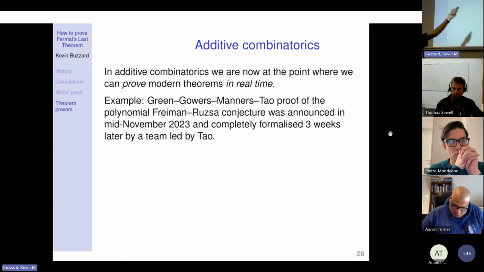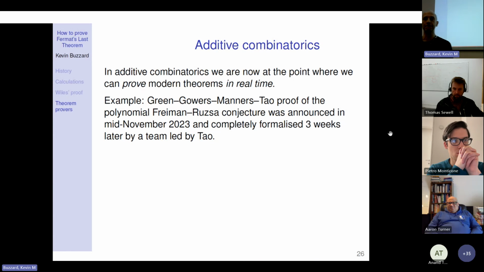Well, I mean, Gowers and Tao both got Fields medals, and Green and Manners are also incredibly famous people. So they proved this deep conjecture that was an important conjecture in additive combinatorics. And they put the paper up on arXiv in mid-November 2023. It's 33 pages. And then Tao announced that he was going to lead a formalization project. And 3 weeks later, it was done. So that's modern mathematics being formalized in real time.